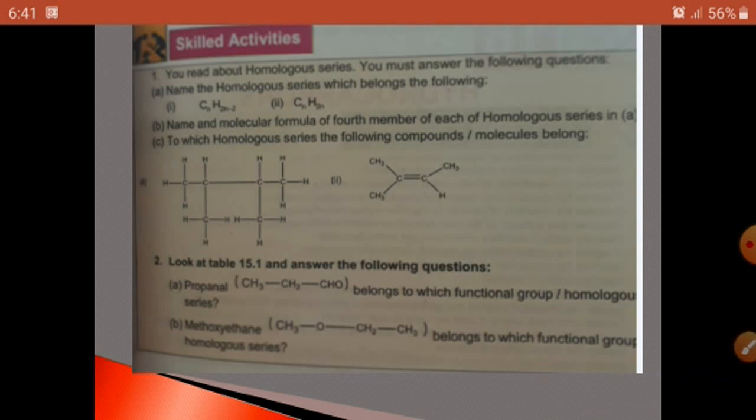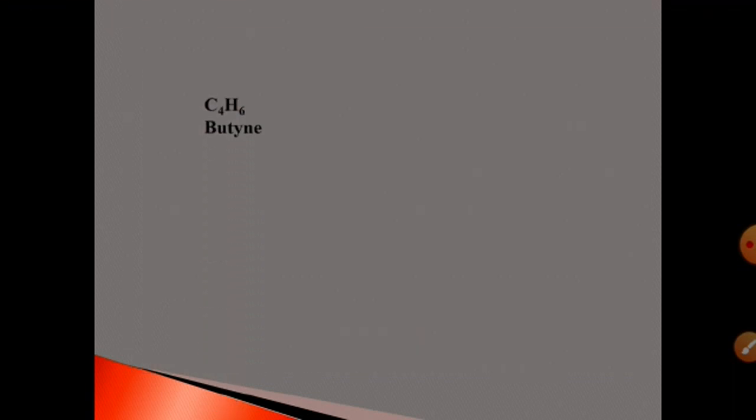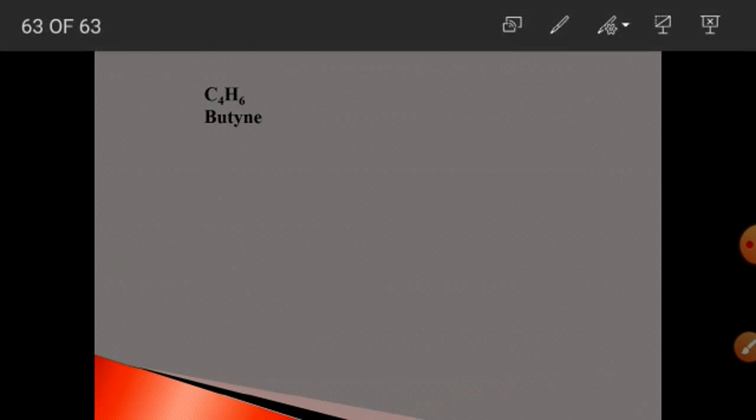Name the molecular formula of the fourth member of each homologous series. The fourth member is the one in which 4 carbons are present. So first, for alkyne, the fourth member is C4H6. The general formula of alkyne is CnH2n minus 2. So when n is 4, 4 into 2 is 8 and minus 2 is 6. With 4 carbons present, its name is butyne.